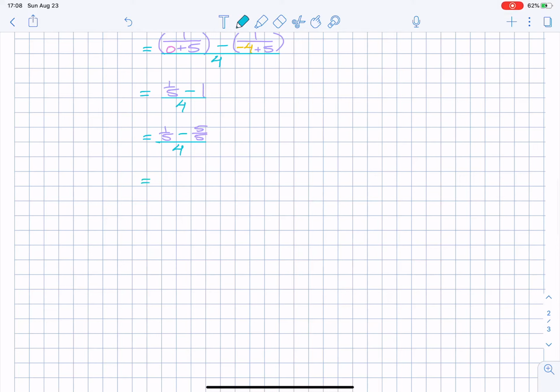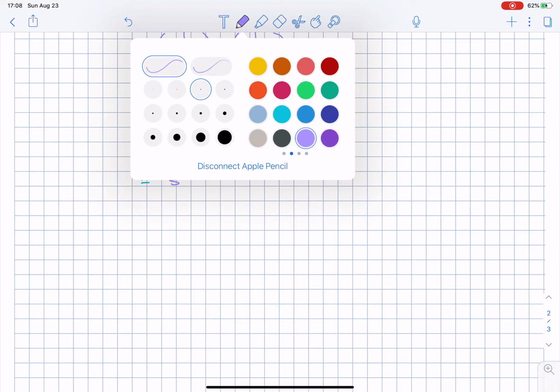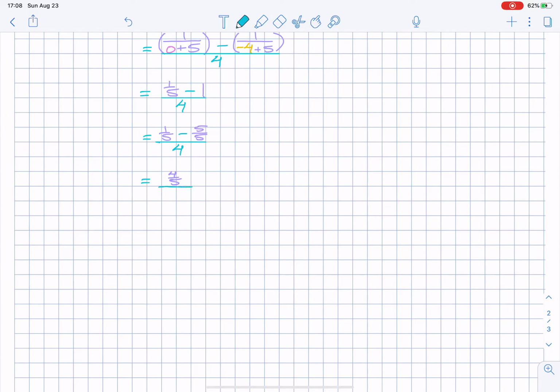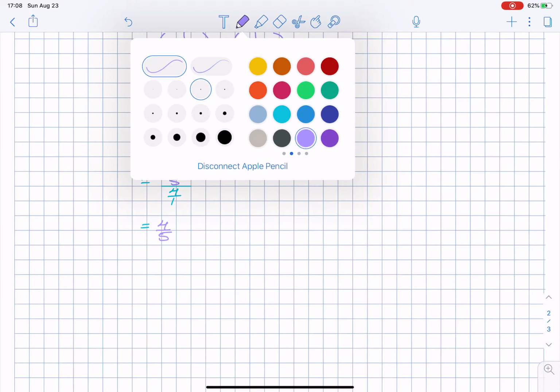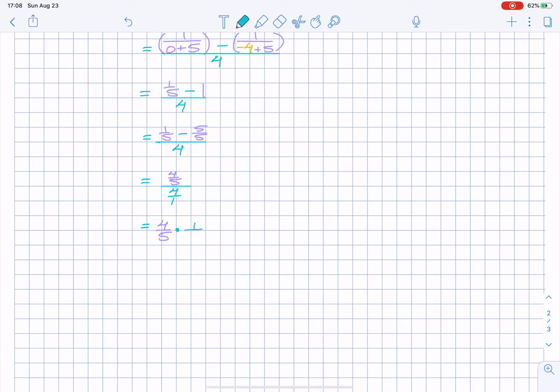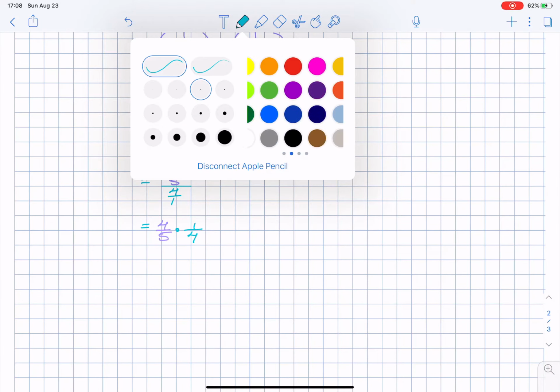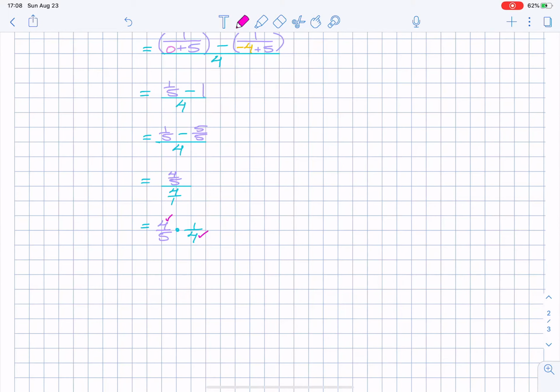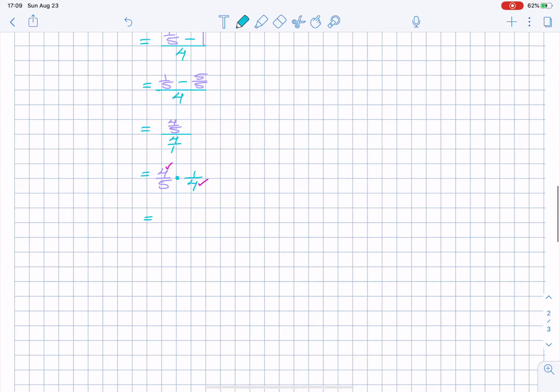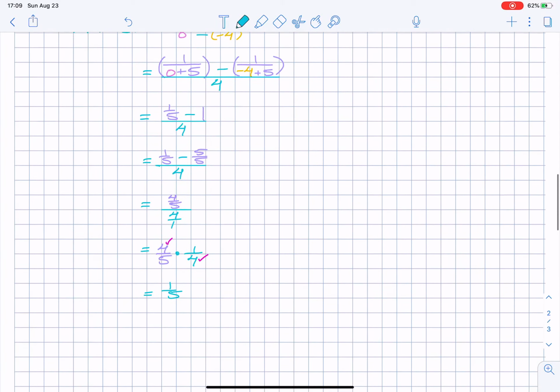So it looks like we have 4/5 divided by 4 as a whole number. So 4 as a whole number is really 4 over 1. We can invert and multiply when we divide two fractions. This will be 4/5 times the reciprocal 1/4. So the 4's reduce, and I'm left with an average rate of change, or slope of the secant line, as 1/5. Okay, so that's algebraically. Let's do another one.